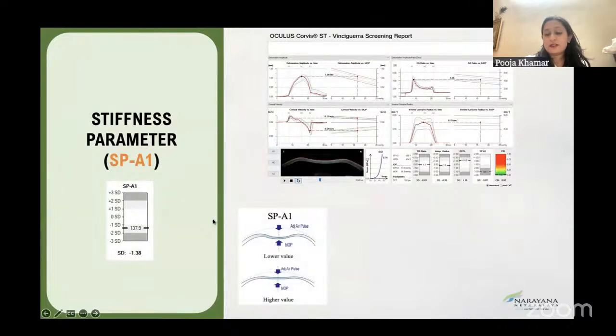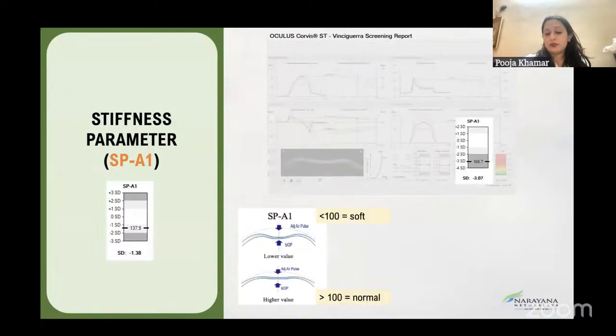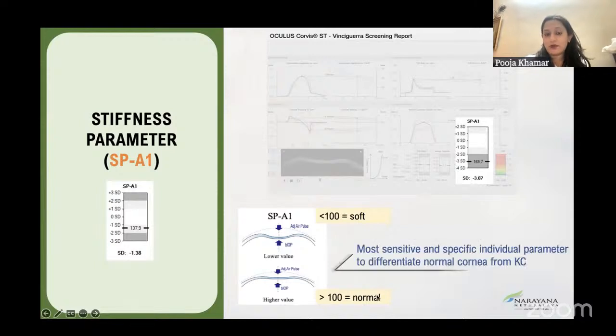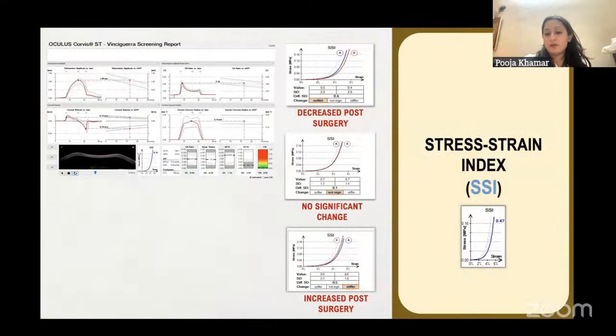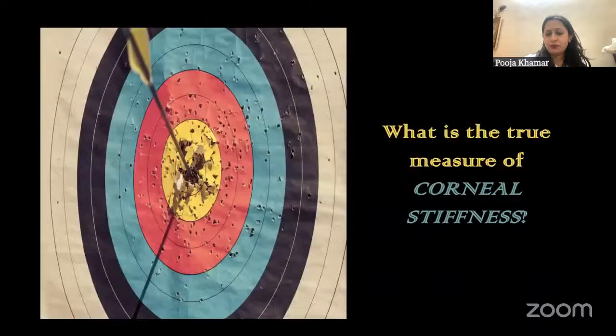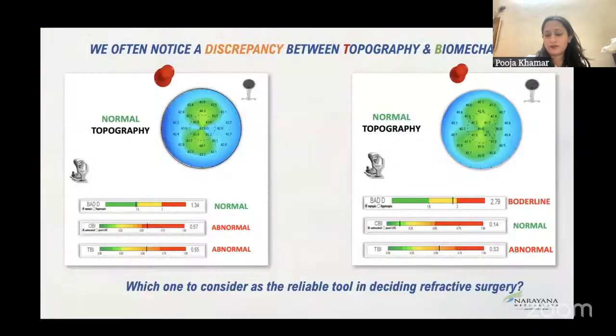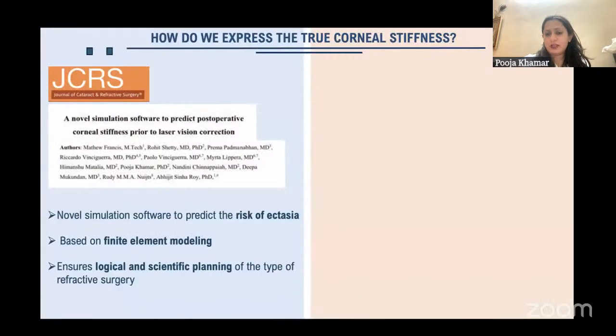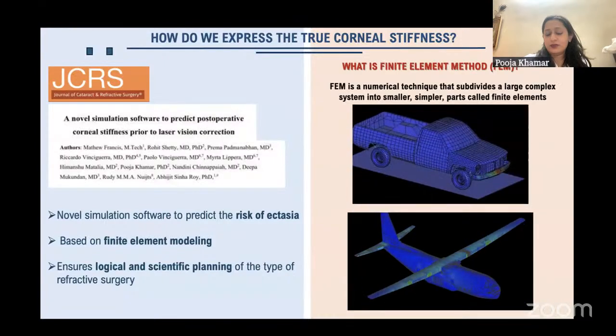Sometimes in Indian eyes, they too don't work well. So then you have a stiffness parameter, which negates the effect of IOP. Anything less than 100, that means it's a weaker eye. Anything more than 100, that means it's a normal biomechanical parameter. So biomechanics does come into the picture quite a lot. Now, you do have two similar topographies but different biomechanics, and you don't know what, it's a little confusing.